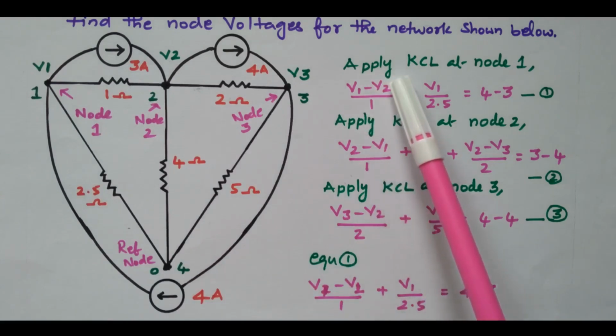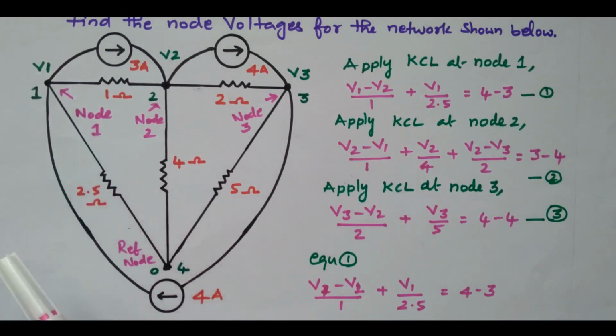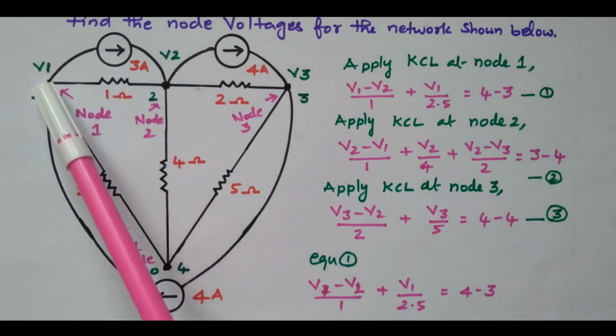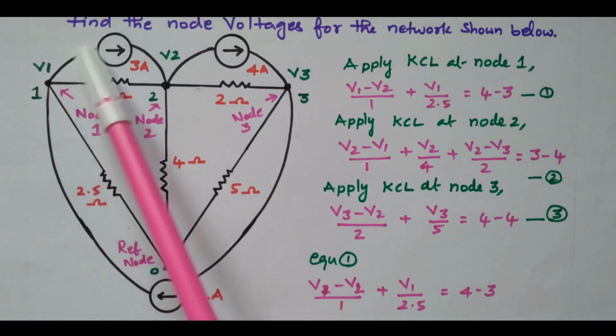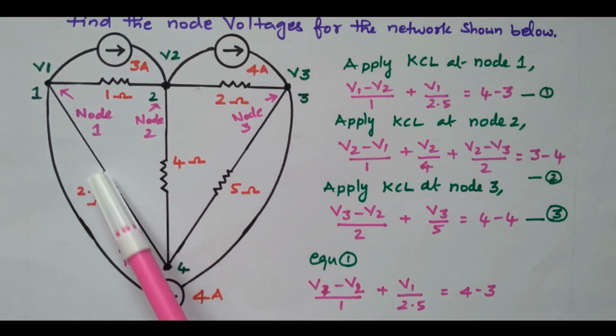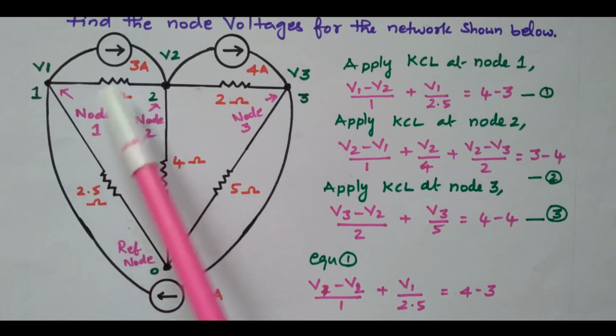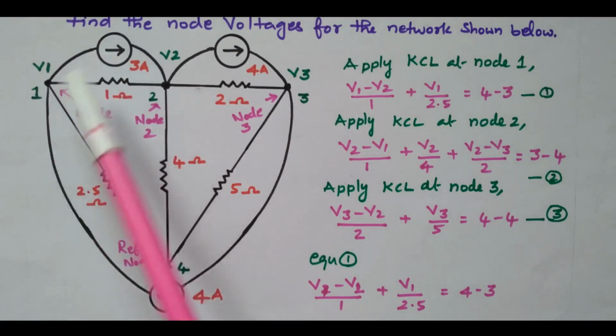First, we will apply Kirchhoff's current law at node 1. What is Kirchhoff's current law? The sum of currents at a node is equal to 0, or the incoming current is equal to the outgoing current. There are already 2 current sources at this node, and the 4 ohm and 3 ohm resistors. What are the other currents? The currents due to this 2.4 ohm resistor and 1 ohm resistor. These 2 currents are equal to the outgoing current.